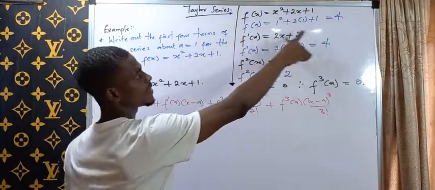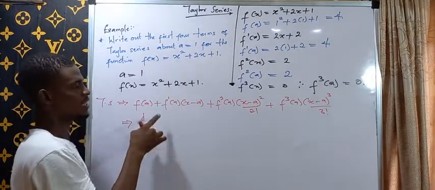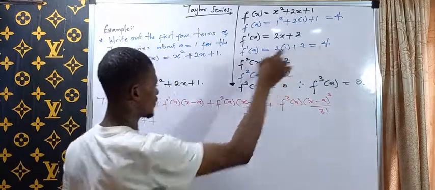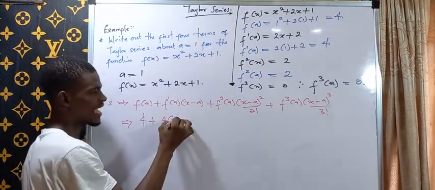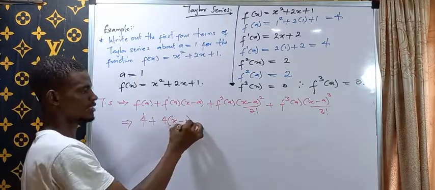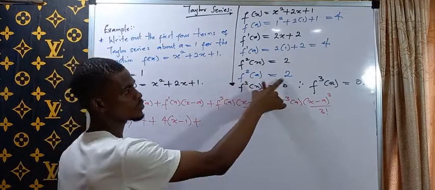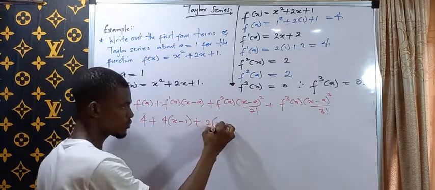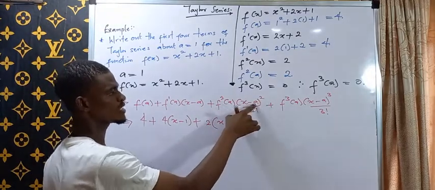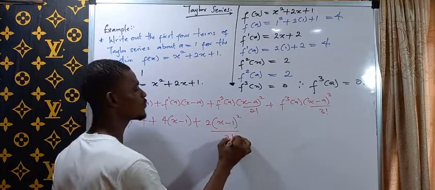So my answer to this question is equal to f of a. What is my f of a? My f of a is 4. That's 4 plus f prime of a. What is f prime of a? f prime of a is 4. That's 4 into bracket x minus a. But what is the value for a? 1. That's 1, plus f2 of a. f2 of a is 2. That's 2 into bracket x minus a all squared. What is a? 1. That's 1 all squared over 2 factorial.